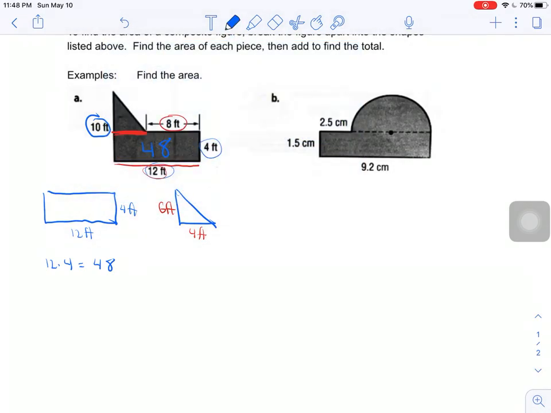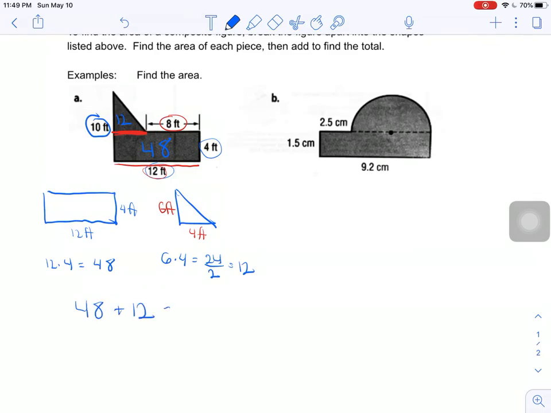So now I do have what I need to figure out the area of the triangle. We know that the area of the triangle is base times height divided by 2. So if I do 6 times 4, that gives me 24, but then I have to divide it by 2 because it's a triangle, not a rectangle, which gives me 12. So the top part's 48 and this triangle is 12.